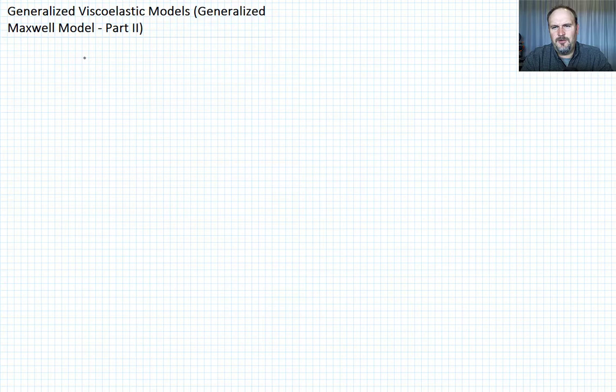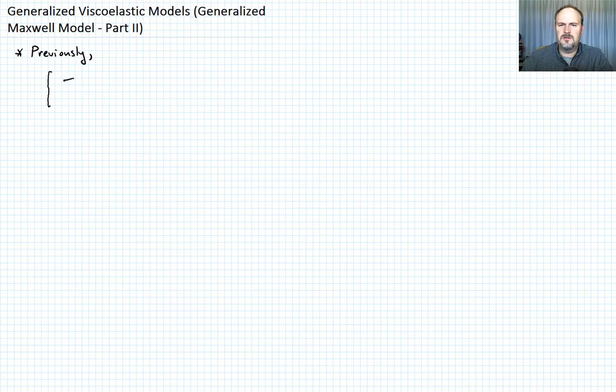In this lecture, I want to continue on with the discussion of the Generalized Maxwell model and finish it up. So let me begin by just reminding you where we had ended up on our previous lecture. We had developed the governing equation in Laplace transform space. Previously, in the last lecture, we showed the following for the Generalized Maxwell model.